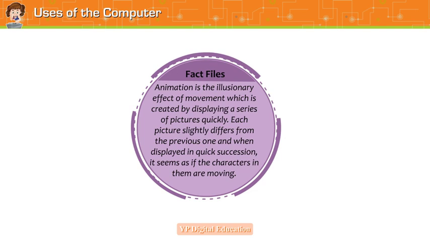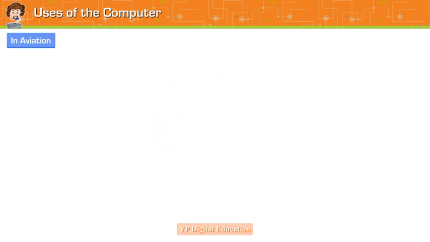Fact file. Animation is the illusionary effect of movement which is created by displaying a series of pictures quickly. Each picture slightly differs from the previous one, and when displayed in quick succession, it seems as if the characters in them are moving.